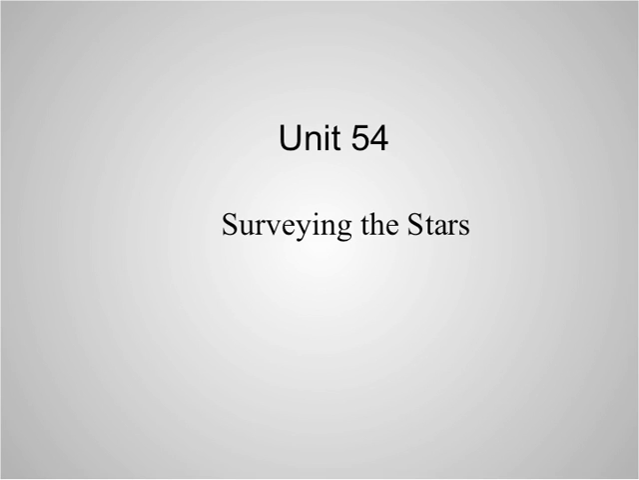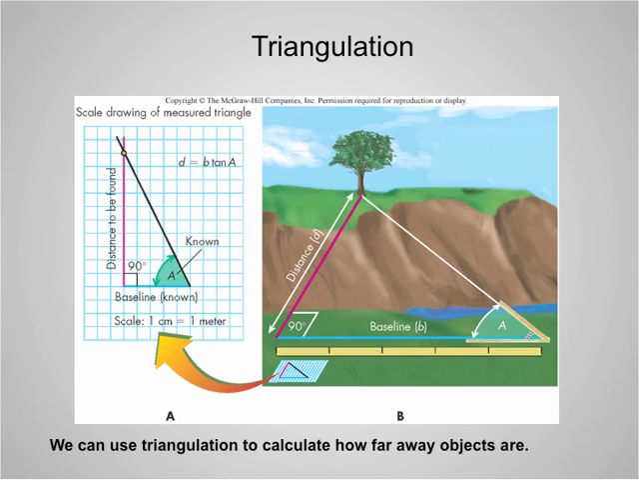Let's move on to Unit 54, Surveying the Stars. We're going to briefly touch on some of the geometries that are used in determining distances to various objects in the heavens. Triangulation is one way we can figure out how far away things are.